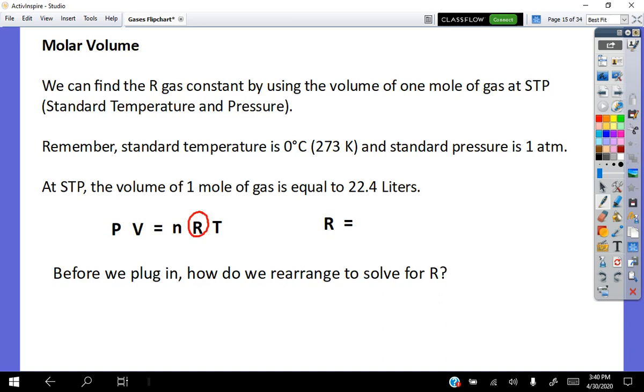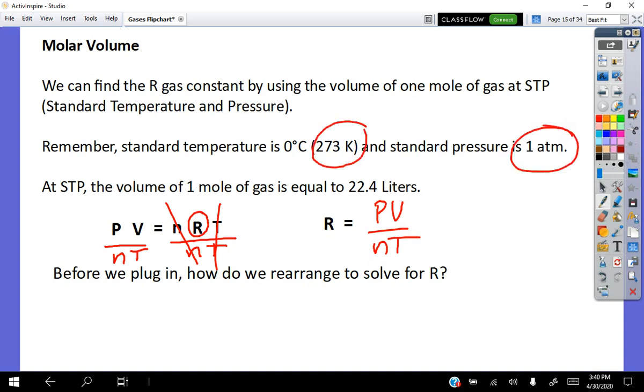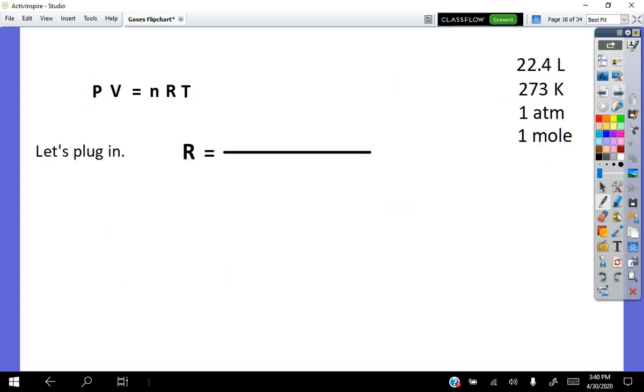To get R by itself, I need to divide both sides of the equation by n and T. On the right side, n cancels and T cancels, so we end up with PV over nT. So let's take these quantities of 22.4 liters, 1 mole, 273 Kelvin, and 1 atmosphere, and we'll plug those in.